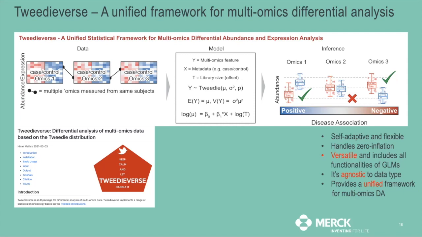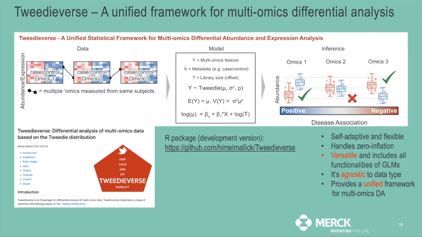And then the last part, it's agnostic to the data type. This is really important because most of the computational tools are only built for one type of data. Is it only proportion or only count or only continuous? It's not all of them. So the Tweedie solves that problem to some degree. And as a result, it provides a unified framework.